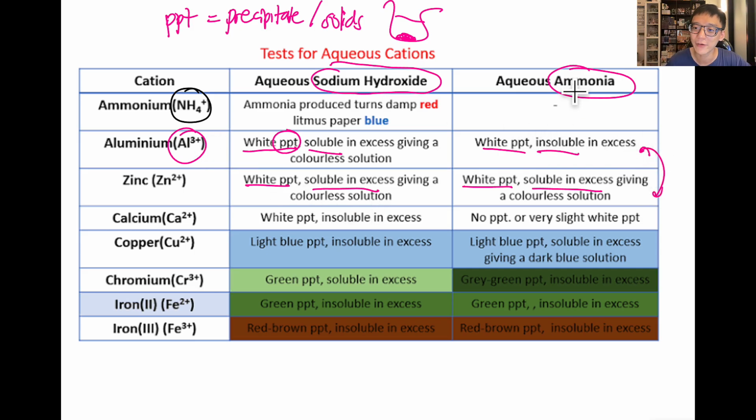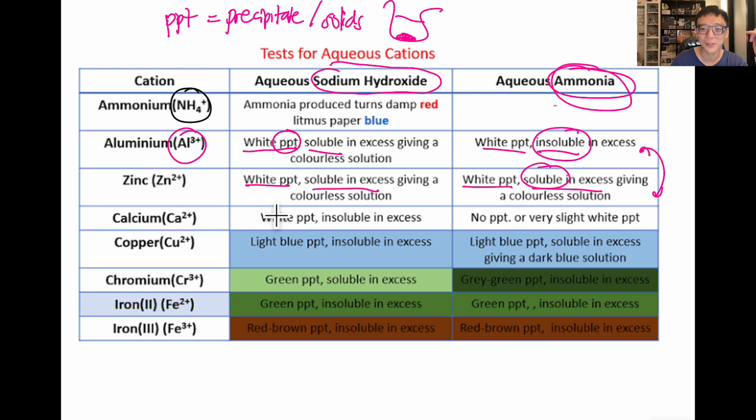Just react them with aqueous ammonia, and react them with excess amount, because aluminum will still be insoluble while zinc will be soluble. Okay, so meaning that we can actually identify whether it's ammonium, aluminum, zinc, or whatever.